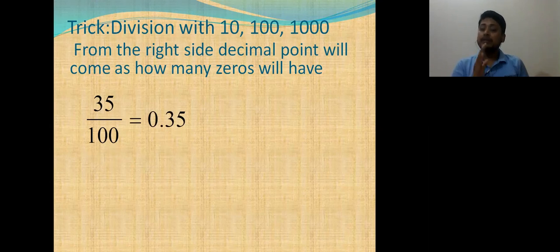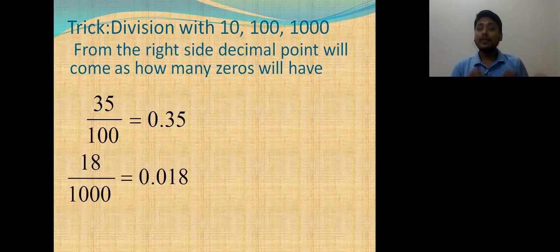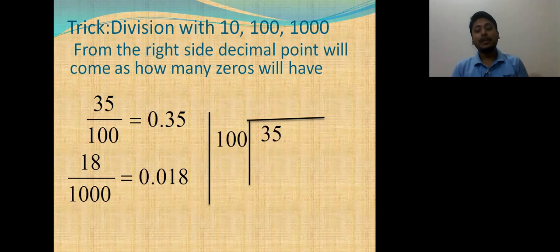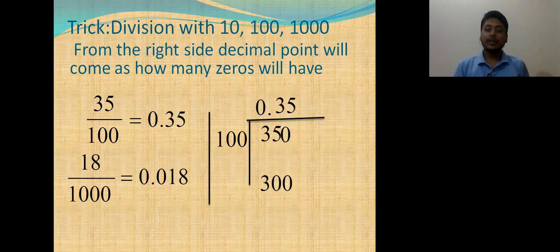I am just giving an example, this is not the math. Similarly, if we have the number 18 by 1000, then from the right side, after three numbers, the decimal point will come, but in the upper there are two numbers, so the other place will be filled up by 0, then the decimal point will come. That's why 0.018. So you can do it this way also, just do division by 100, and you will get the same result.